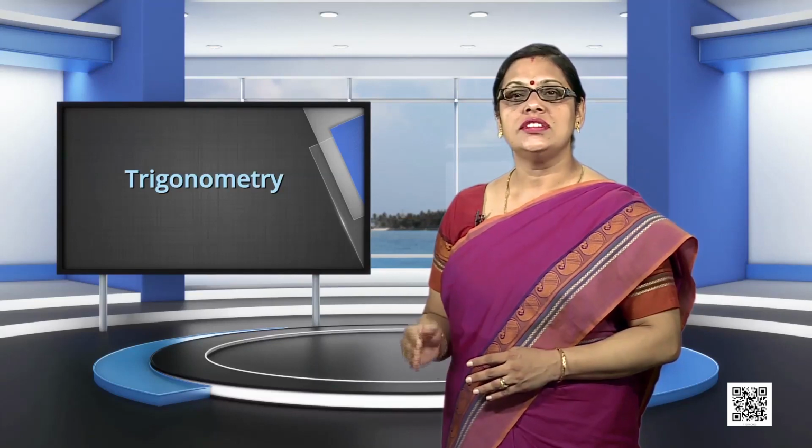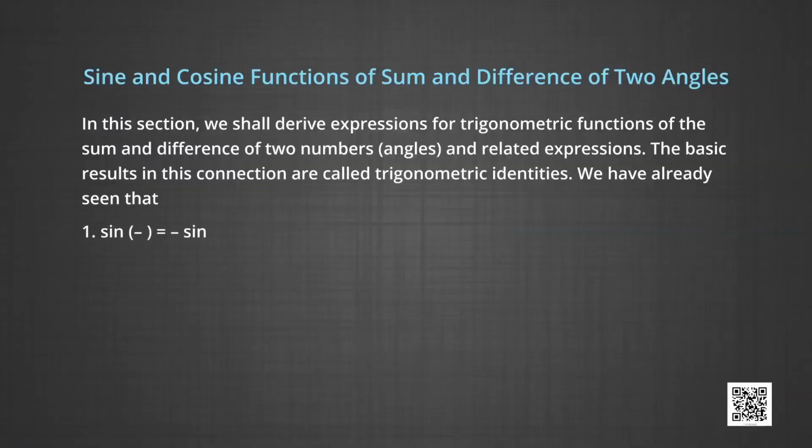Friends, in this module we will derive the identities based on sum and difference of angles of trigonometric functions and use them in deriving some identities based on them. We will first prove the identity cos of x plus y is equal to cos x cos y minus sin x sin y. Using this, we will derive other formulae relating sine and cosine functions of sum and difference of two angles.